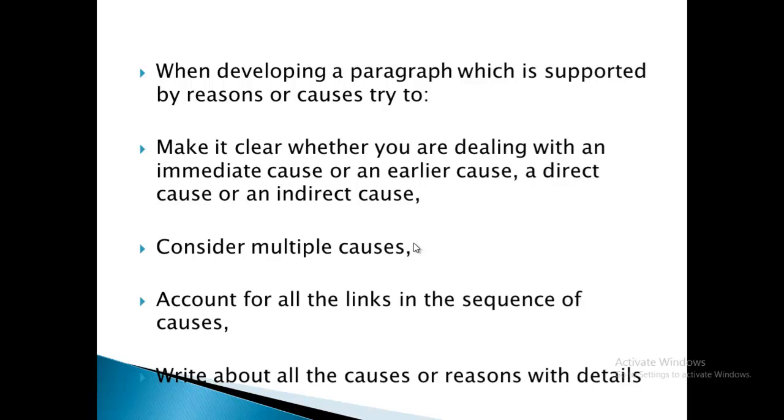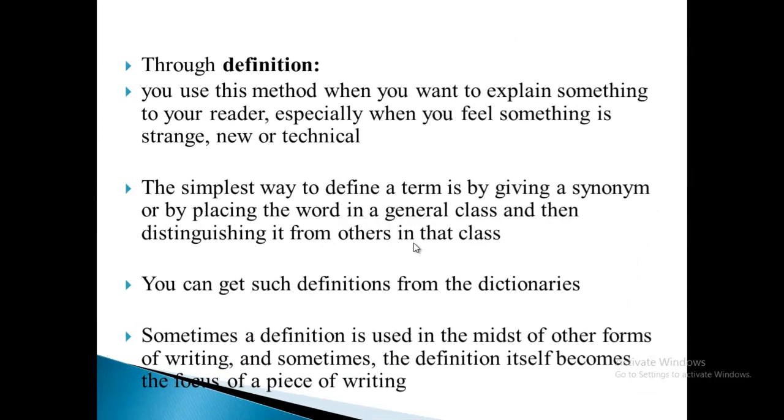When developing a paragraph which is supported by reason or cause, try to make it clear when you are dealing with an immediate cause or an earlier cause, a direct cause or an indirect cause. Consider multiple causes, and account for the links in the sequence of causes. Write about all the causes or reasons with details. Details will make your reader understand what you're writing about.